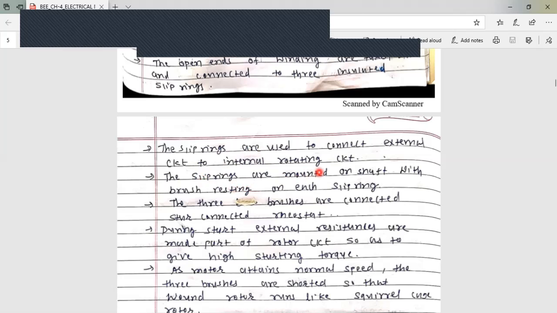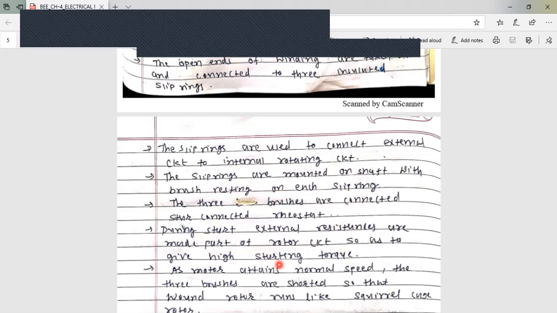Slip rings are mounted on the shaft with brushes resting on each slip ring. The three brushes are connected to a star connected rheostat, as we have seen in the figure. During start, external resistances are made part of the rotor circuit so as to give high starting torque.